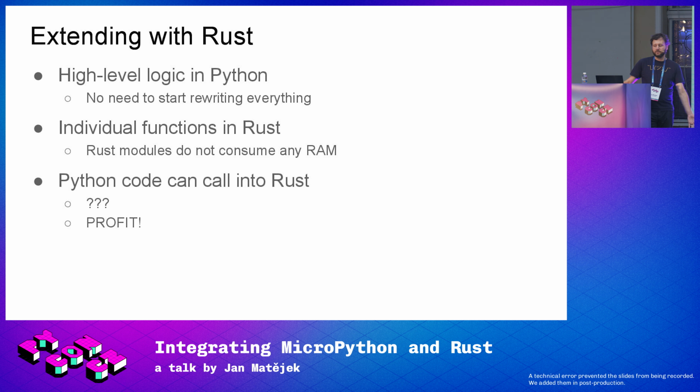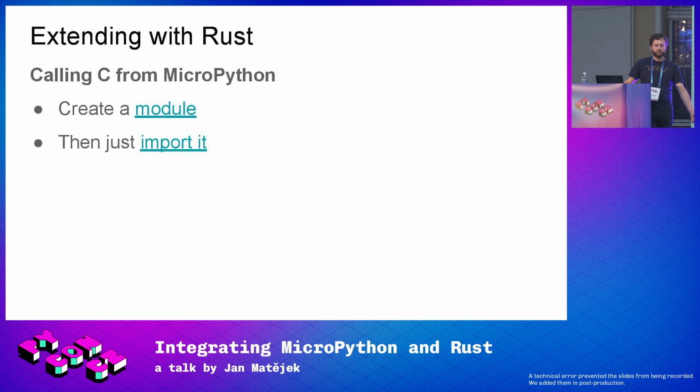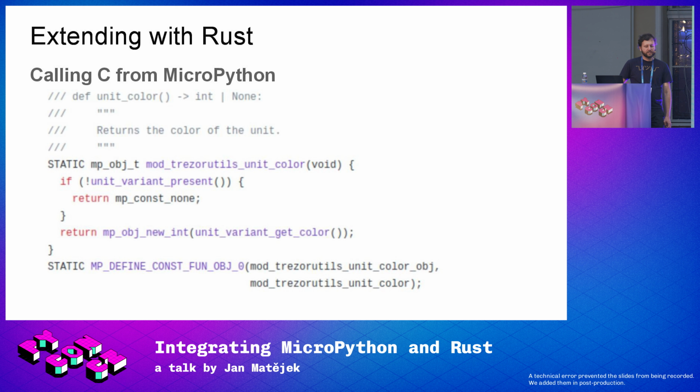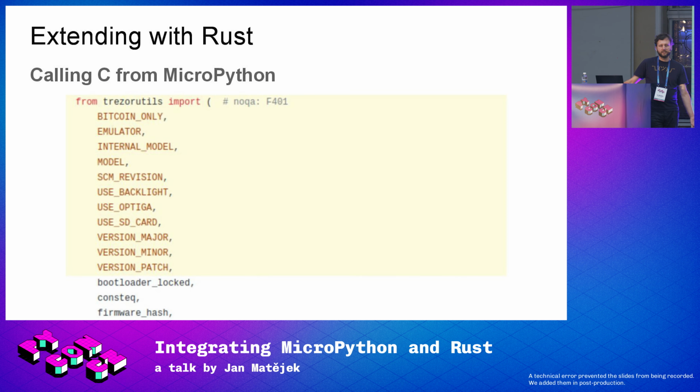When you want to call C from MicroPython, you create a module, then you import it. Creating a module looks like this. It's an array of arrays. The first item is the name of the entry. The second item is the value. So name, value, etc. This is how you declare a function. There's some magic that causes it to be a MicroPython object. And then you just import the things in Python, and you use them as you're used to from Python.